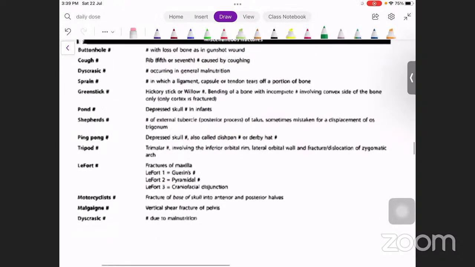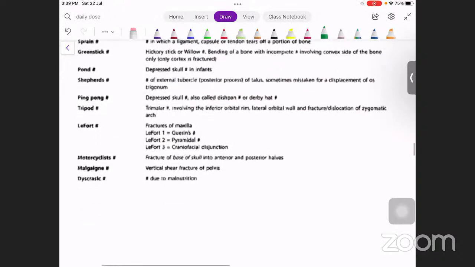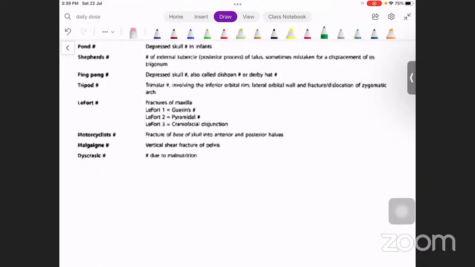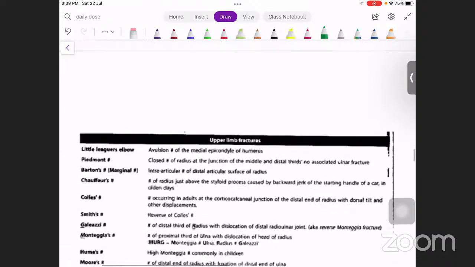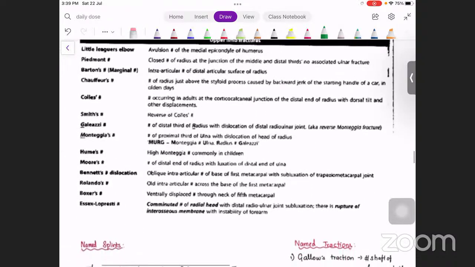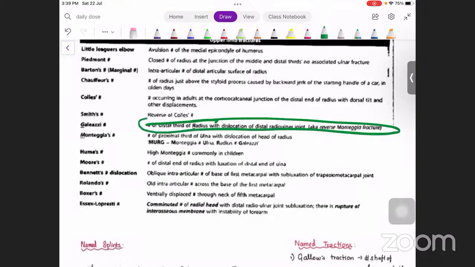Then apart from that, you have the upper limb fractures. Speaking about the upper limb fractures, you have Galeazzi fracture, a fracture of the distal third of radius with dislocation of the distal radioulnar joint, and Monteggia, a fracture of the proximal third of ulna with dislocation of the head of radius.